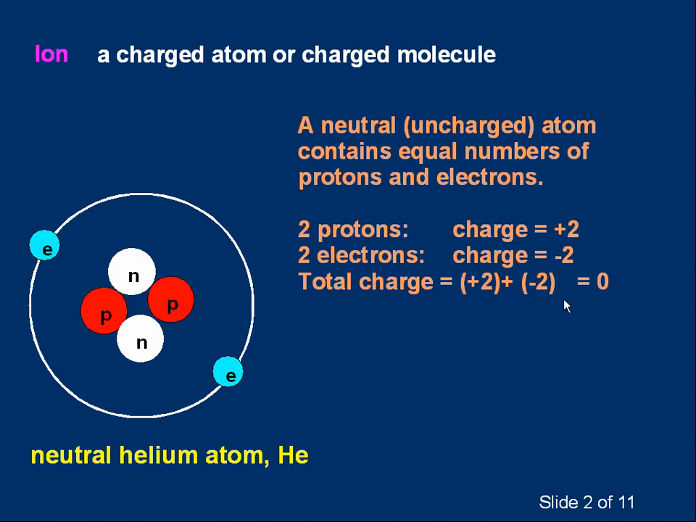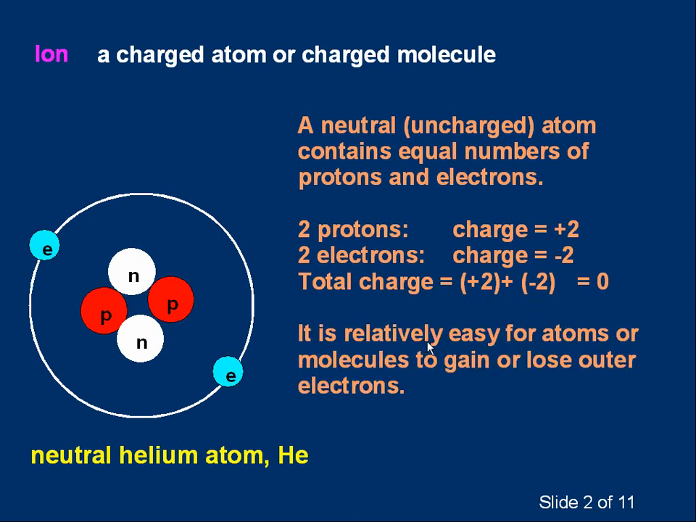Now the thing about an atom is it's relatively easy for atoms or molecules to gain or lose outer electrons. These electrons can get knocked off. It's possible to add an electron to an atom. It's actually very difficult for the atom to gain or lose protons or neutrons. So the thing about an atom is the electrons can relatively easily be knocked off or acquired.